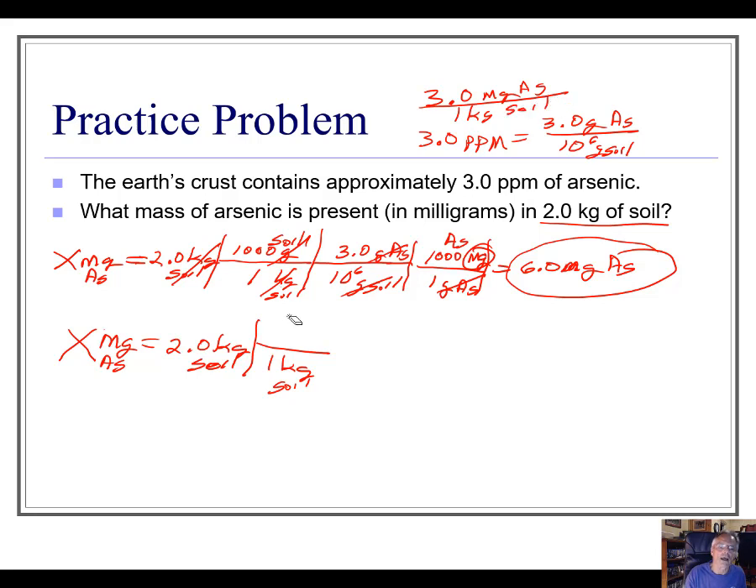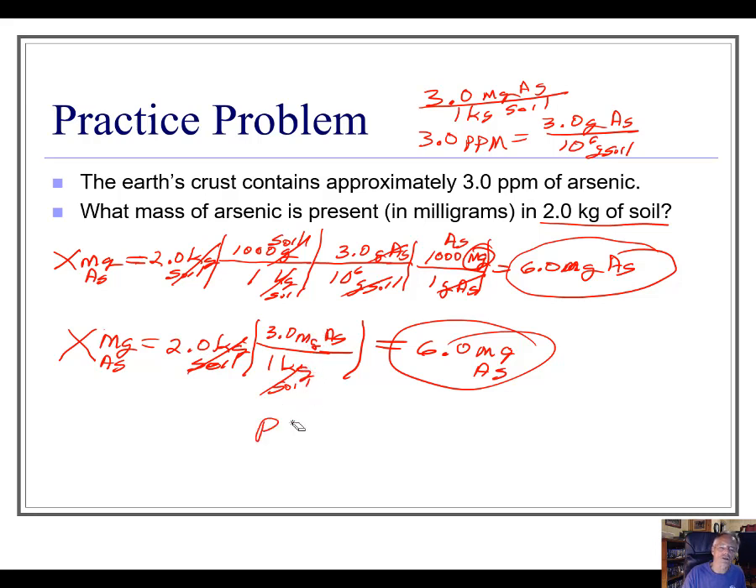And so this is going to be 3.0 milligrams of arsenic. And that seems a little bit simpler. Kilograms of soil cancel, so that's just 2 times 3, or 6.0 milligrams of arsenic. So this is a very handy way to work this type of problem. I would remember the ratio of milligrams to kilograms of your solvent when you're doing parts per million.